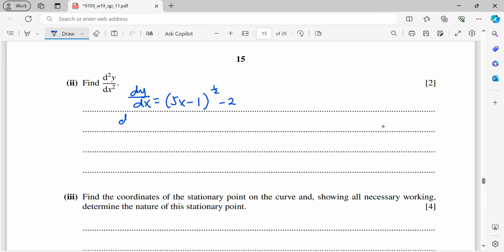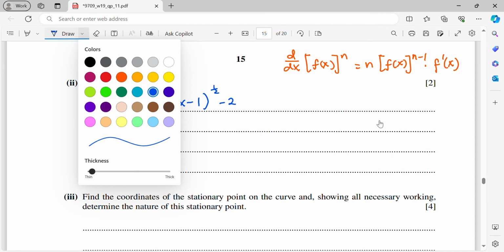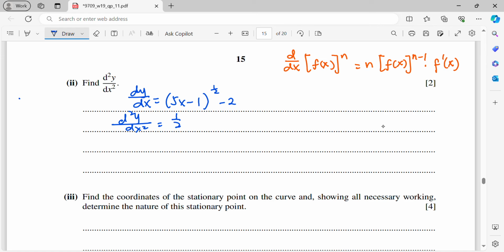So when you differentiate, we have a formula over here. Differentiate f(x) to the power n: the formula is n multiplied with f(x) to the power n minus 1, then you differentiate f(x), that is f prime x. This is what we call the power rule. So bring down the half, remain 5x minus 1. The degree instead of half, you change to half minus 1, which is negative half. Then from here, you differentiate 5x minus 1, that is 5.